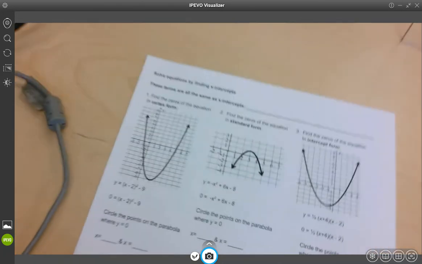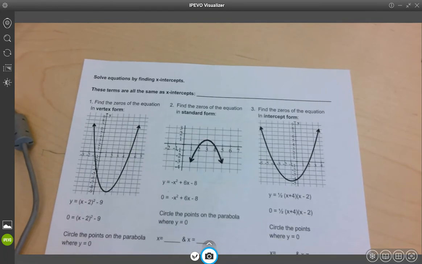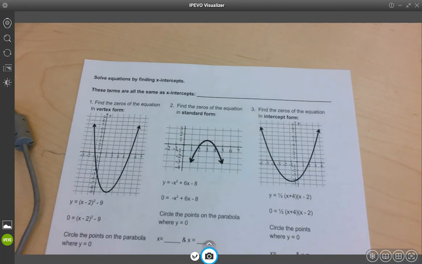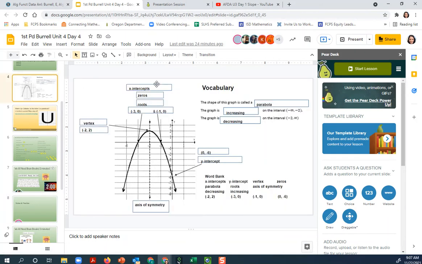All right, solve the equations by finding x-intercepts. These terms are the same as x-intercepts. Anybody remember from our vocabulary, what was a word that was the same as x-intercepts? Yeah, on the x-axis. Remember we had all those names for those points? What were they? Raise your hand if you remember one of them. Okay, if you have your slides open, they're on there. Let's look at the slides real quick. Right here. Here they are, x-intercepts, zeros, and roots.